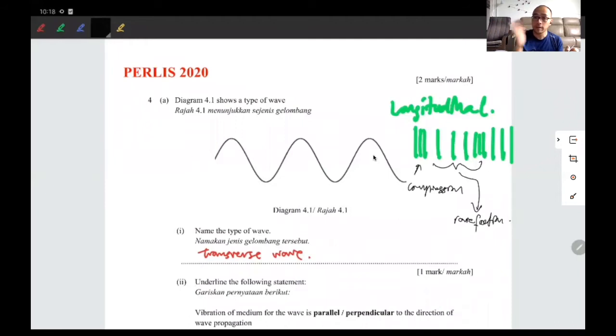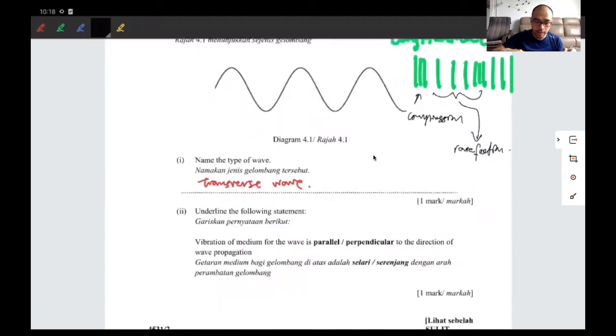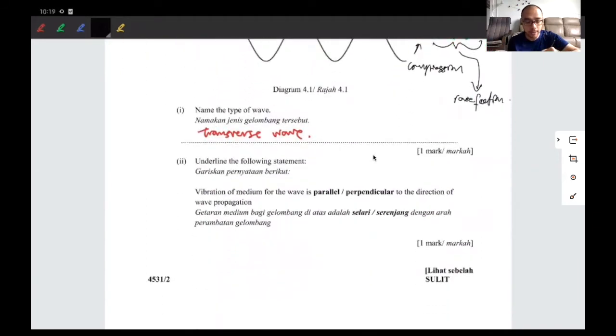So longitudinal waves look like that, and the transverse wave is up and down. Okay, the next one: underline the following statement. Vibration of medium for the wave is perpendicular to the direction of the wave propagation. If parallel, it is a longitudinal wave. But because this is a transverse wave, the vibration of medium is perpendicular to the direction of the wave propagation.